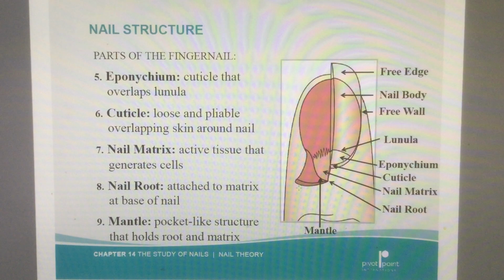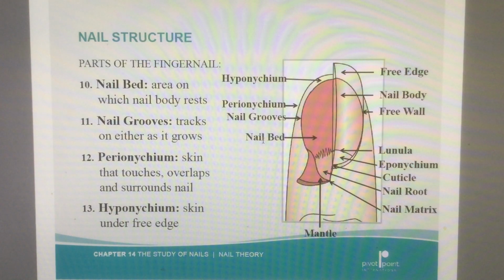And then you have the mantle. The mantle is, again, almost like it's skin related, right? It's that flap of skin right there. And this is a pocket-like structure that holds the root and the matrix. And if you look at your actual nail in itself, it does feel a little looser and pliable, a little softer there. We have a lot of structures there that it's protecting.